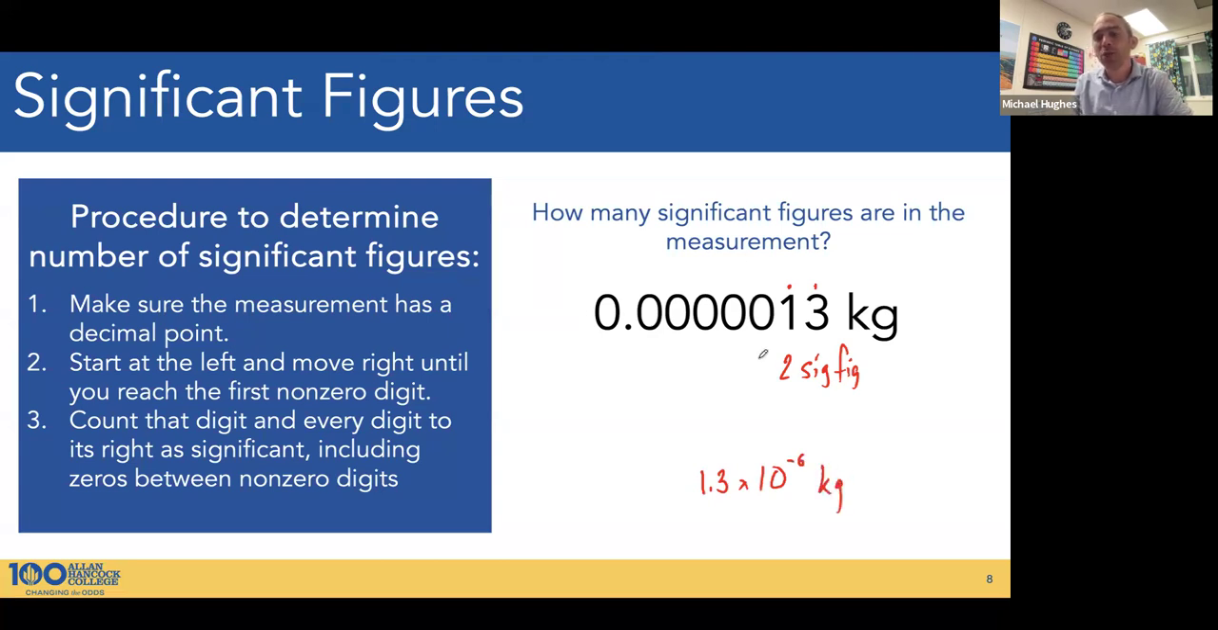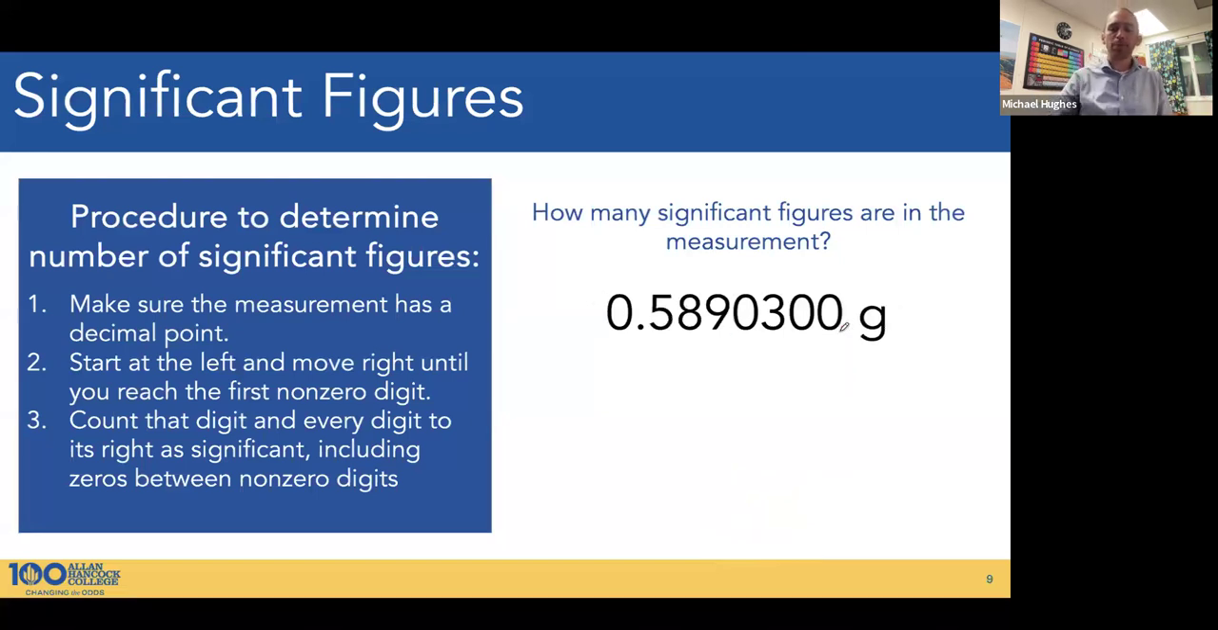So this is how we would rewrite the number in scientific notation, and take a look at what happens. Do the same significant figure calculation. Start to the left, make sure there's a decimal point, start to the left, count every digit, 1, 2, 2 significant figures. So in the conversion between decimal notation and scientific notation, the number of significant figures, if done correctly, does not change, and they always come from the decimal place here of the scientific notation or trailing here in the decimal notation. All right, I digress.